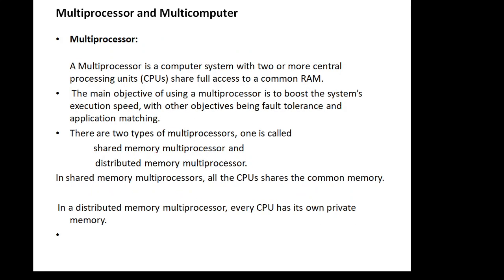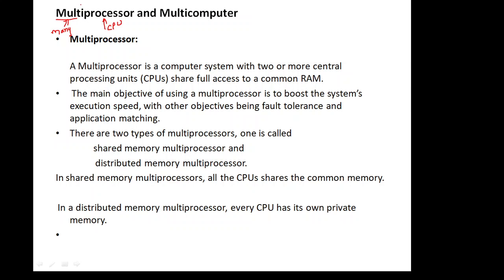So what do you mean by a multiprocessor? Multi means many, and processor means CPU. So here we got the definition: many CPUs connected together, that we call a multiprocessor. A multiprocessor is used for processing and executing instructions.